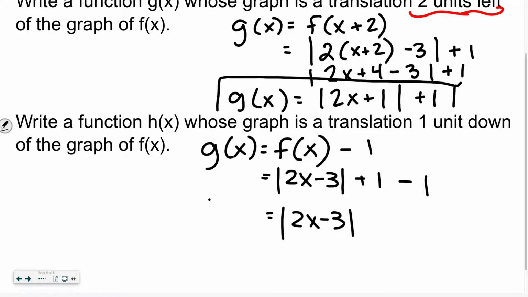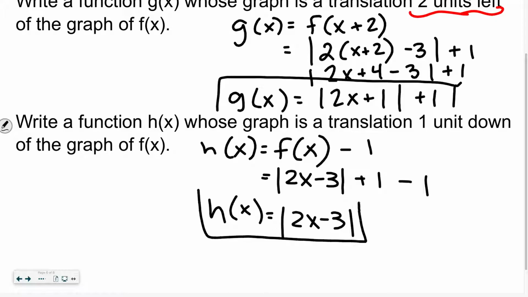So h of x, sorry, I was calling this h of x, wasn't I? H of x is the absolute value of 2x minus 3. The minus 1 has nothing to do with the stuff inside the absolute value. That all has to do with things that are horizontal. So when you're moving it up and down, you're just doing it to the whole function, at the very end of the function. So make sure you correct that in your notes if you had a different answer, so you can use that as examples for your homework tonight.